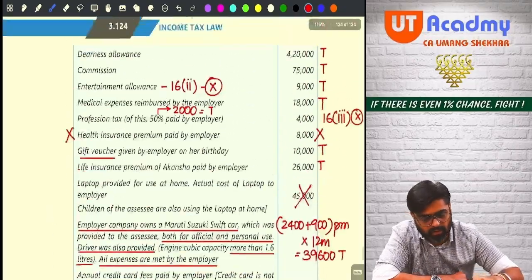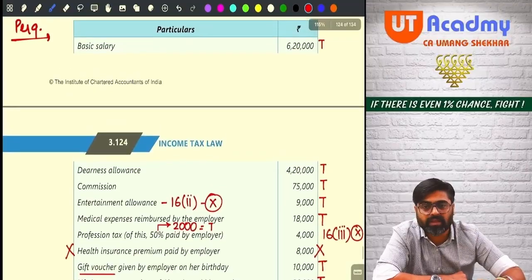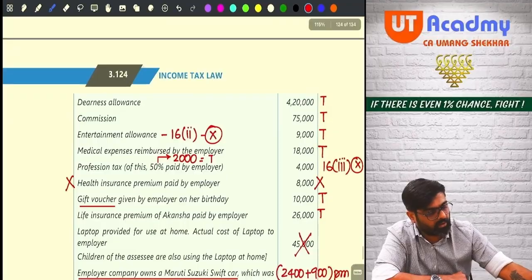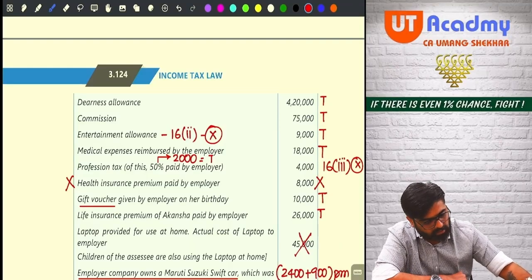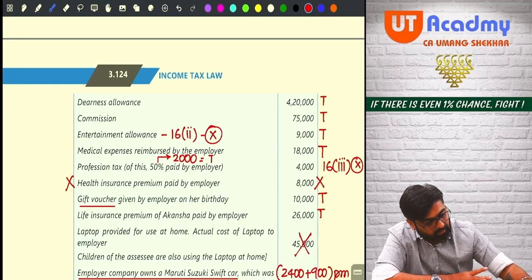Now, do you have all the taxable amounts? Take your calculator. On the calculator, take 6,20,000 basic salary. Now add 4,20,000. So 6,20,000 plus 4,20,000, add 75,000 also. Add 9,000 also. Add 18,000 also. Don't add 4,000, add 2,000 only, professional tax paid by the employer. Yes or no? Add 2,000 now. Now don't add 8,000, but you will have to add 10,000. You will have to add 26,000.